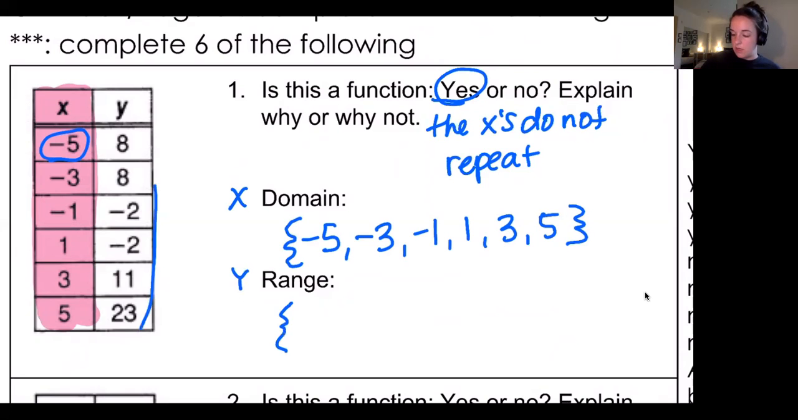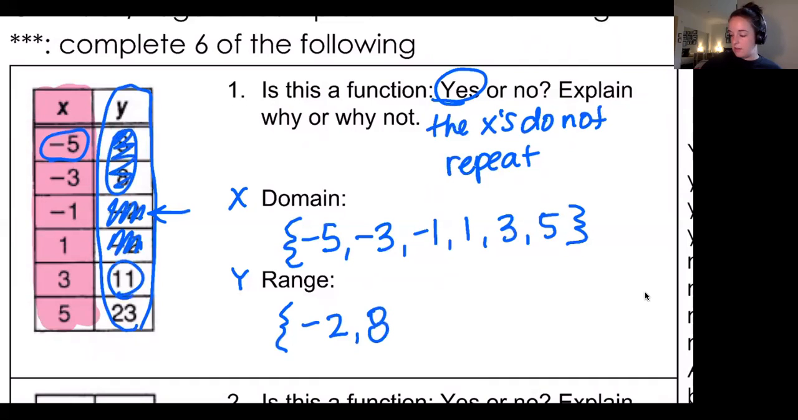My range, we're going to do the exact same way. I want to find the smallest number of my y. The smallest number is -2. Write -2. I noticed -2 was written twice. I don't need to write it twice in my range, just one time. And then 8, also written twice. And then 11, and then 23. Just like that. So I have my domain and my range.